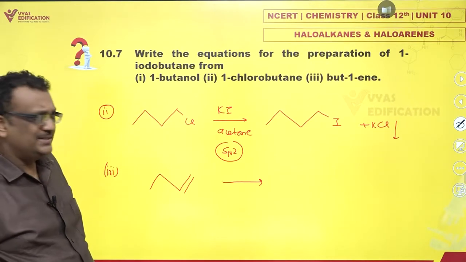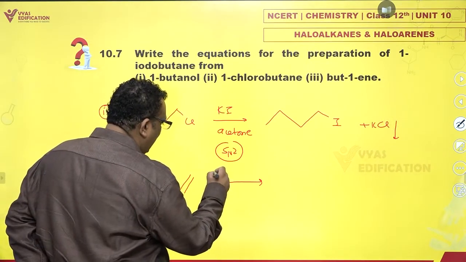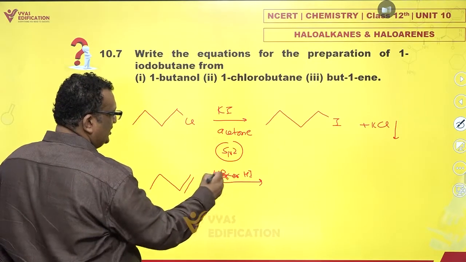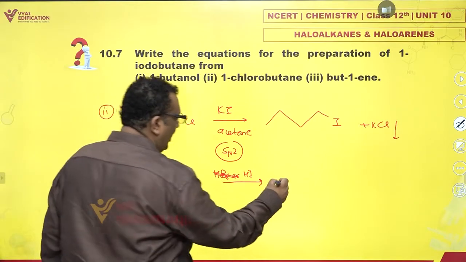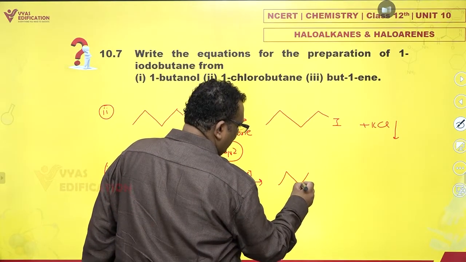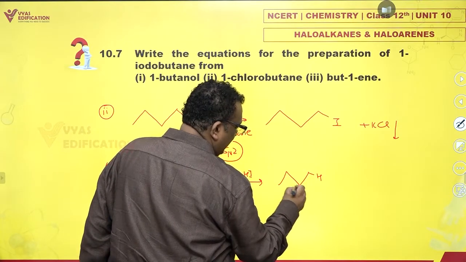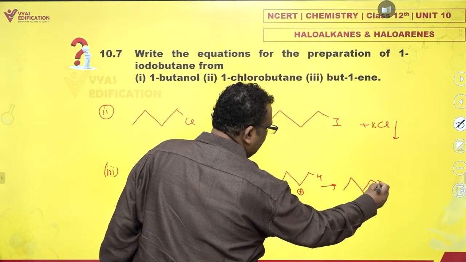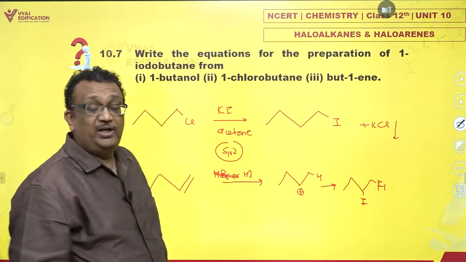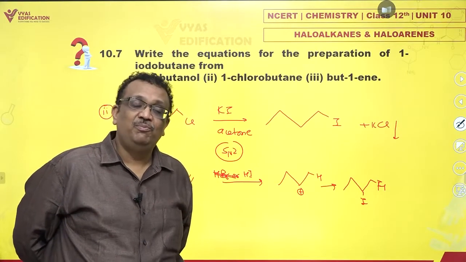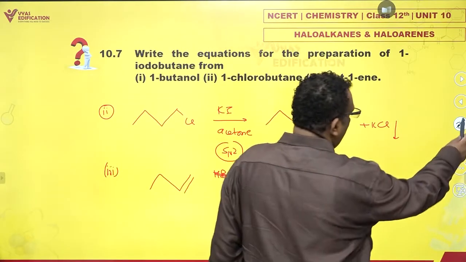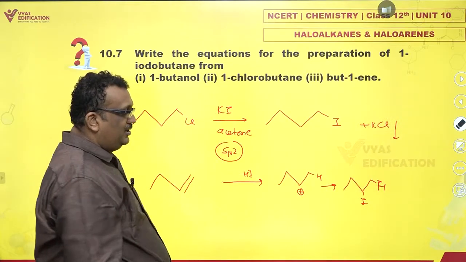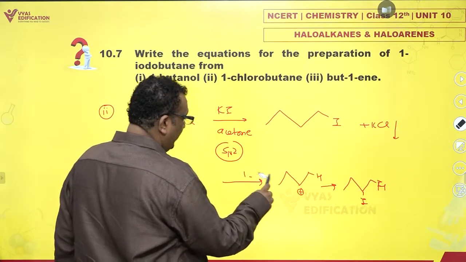Now what happens if I add simply HBr or HI to this? Let me add HI and see what I get. First you would get H added here, carbocation here, Markovnikov's rule, and you would have H and I like this. So you would get 2-iodobutane, which is something you don't want. Is it a good idea? It is not a good idea to add HI directly.